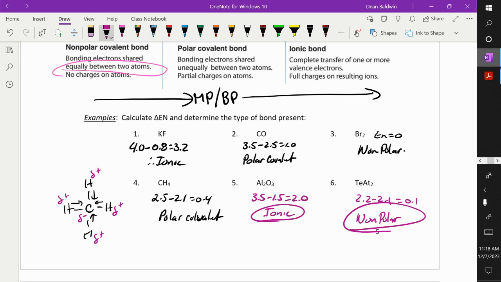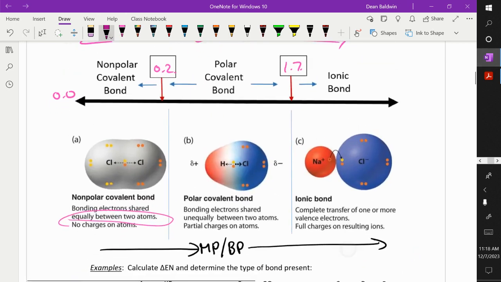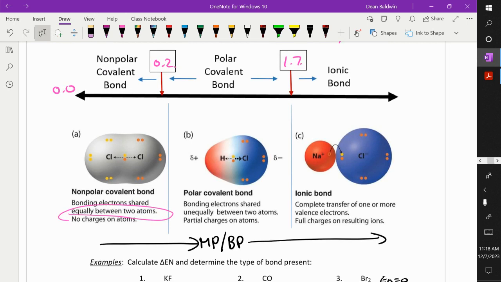Is that what we got? The first one, KF, is ionic. Second one, carbon monoxide, is polar covalent because the difference is 1.0. Bromine, Br2, is the same atom. Same atom is always going to be 0, so that's nonpolar. Why is KF ionic? Because it has an electronegativity difference greater than 1.7. If it's bigger than 1.7, it's an ionic bond. If it's between 0.2 and 1.7, it's polar covalent. If it's less than 0.2, it's nonpolar.